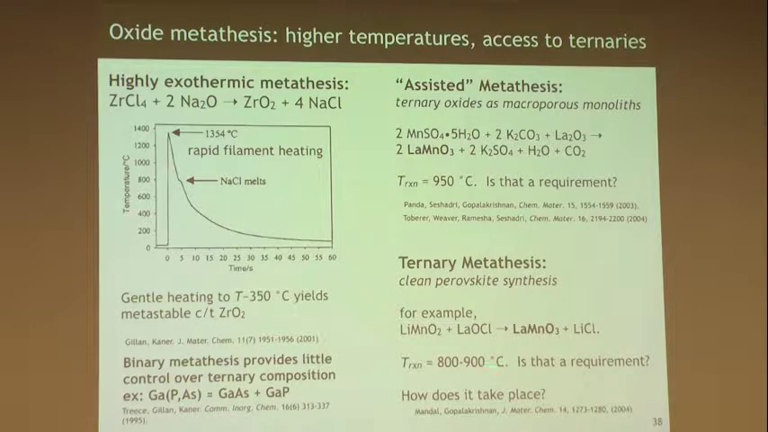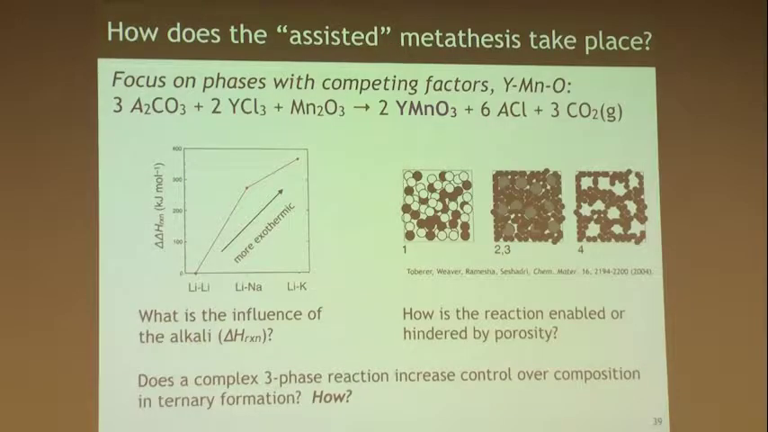But is that a requirement? And how does that take place? So that's where we've started from. And so I was really puzzled about this assisted metathesis reaction where you're taking three different precursors to make this one ternary. And so there are a lot of different questions we can ask.